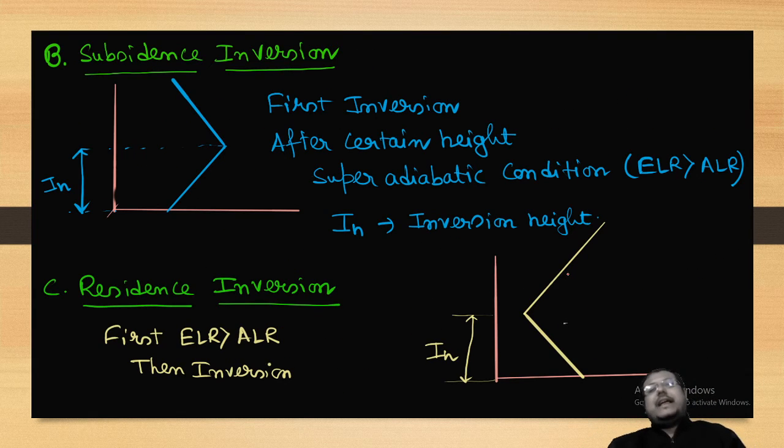Now the second type is subsidence inversion. Subsidence inversion में क्या होता है कि पहले होता है आपका inversion, after certain height there will be super adiabatic condition. And the other one is residence inversion, subsidence inversion से पूरा ही उल्टा, where पहला होता है आपका ये greater than a, उसके बाद है आपका inversion height.